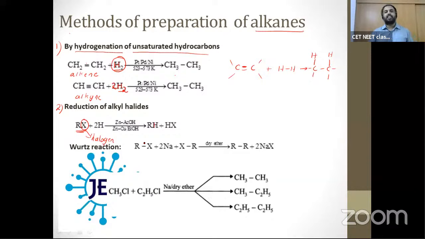This is what is called as reduction. Halogen atom replaced by hydrogen atom. This process we call reduction.